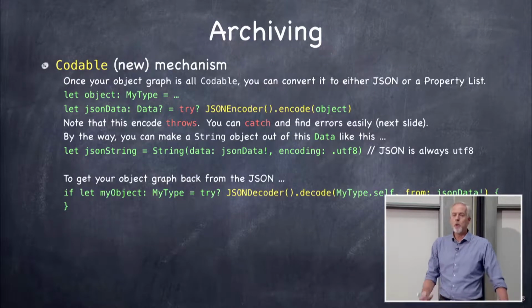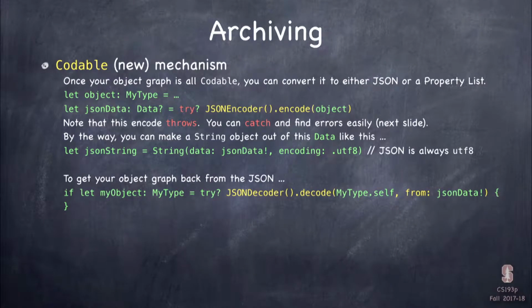All right, now, what if you have a JSON representation of your whole object graph and you want to create the object graph out of it? Well, you just use a JSON decoder and say decode, and all you have to do here is specify the class or struct of the top level thing represented by that JSON, and give it the JSON data blob, and it will decode it. Now, this also throws, and this is more likely to throw. Maybe your JSON data is corrupted or it's malformed or something like that.